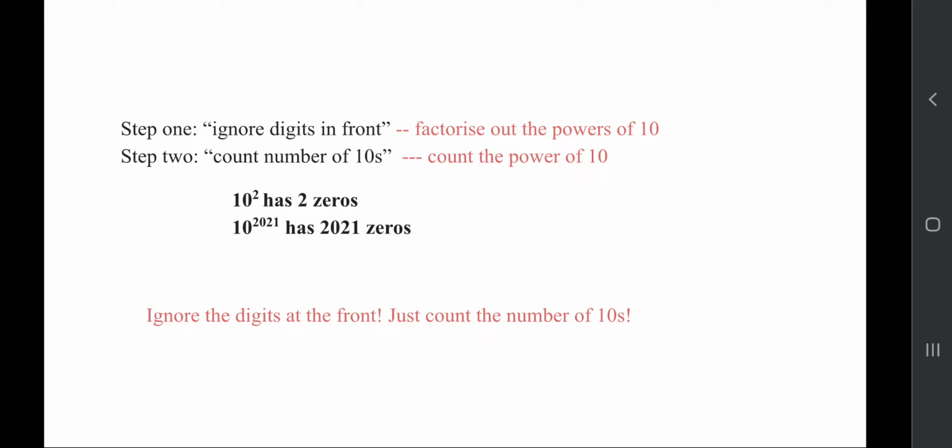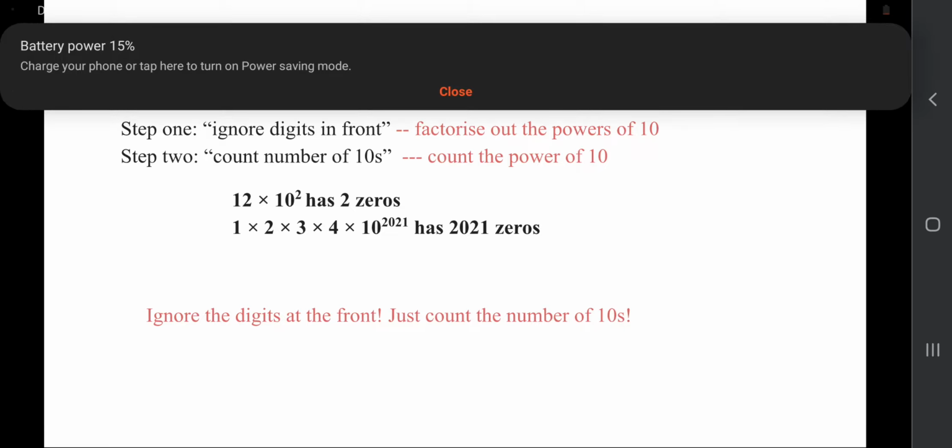But we also have to ignore the digits at the front, right? How do we do that? We factorize the powers of 10. So if it's something like this, the question hasn't changed, right? I just want to add in all these numbers. It hasn't changed. I don't care. 12 can be bigger than 10. It really doesn't matter to me. I ignore it. It doesn't matter.